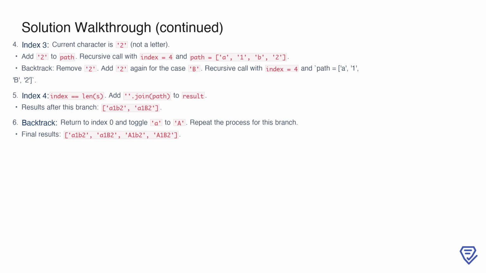At this point, the result contains a1b2 and a1B2. Next, we backtrack all the way to index 0, toggle the case of a to A, and repeat the entire process for this new branch. The final result after exploring all possible paths is a1b2, a1B2, A1b2, A1B2. This approach ensures we systematically generate all case permutations by leveraging recursion and backtracking.